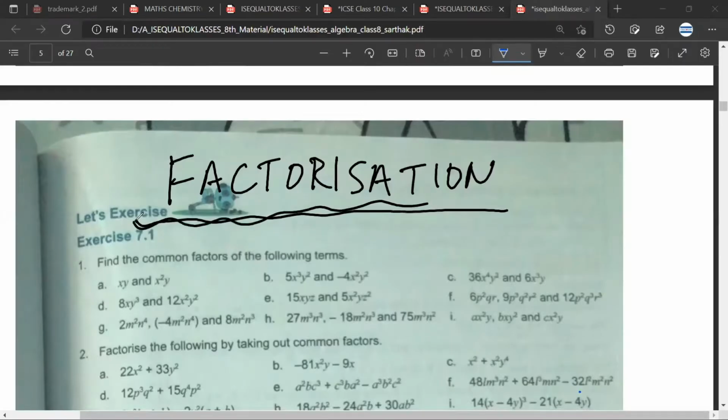So Mr. Sarthak, factorization. In factorization, there are three ways in which we can do factorization. The first way is by taking out common factors. So I'll give you a very simple example.